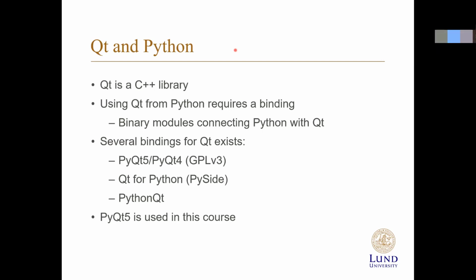There are actually, unfortunately, several bindings for Qt. The one we are going to use in this course is called PyQt5. There's also a PyQt4 for the older version of Qt, and there is also an upcoming PyQt6. There's also Qt for Python, which is called PySide, which is basically the same as PyQt5. Most of the classes and names are exactly the same. There is Python Qt, a little bit more obscure version. And as I said, we will be using PyQt5.